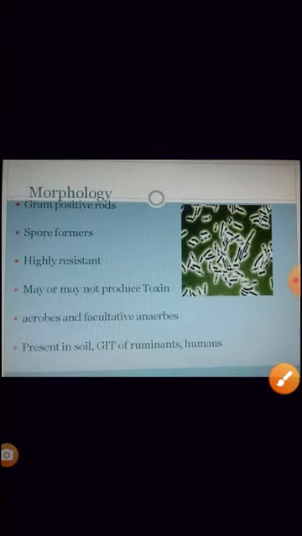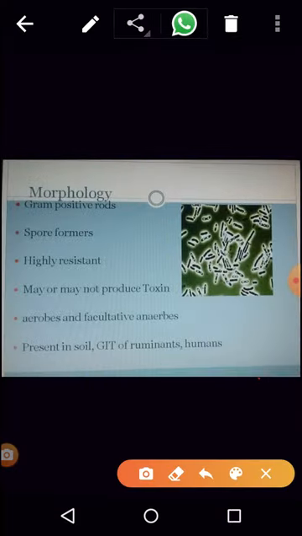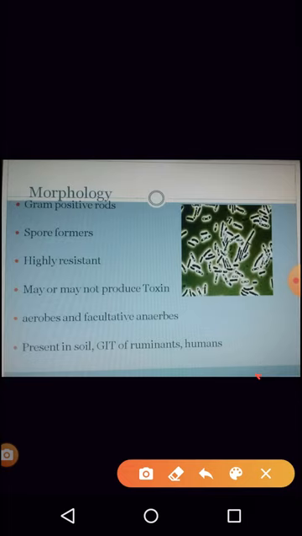If we have to study about the morphology and the characteristics of this organism, it is a gram-positive rod, and they are spore formers. They are highly spore formers, and hence they are highly resistant too. They can survive in the environment for many days together because they can produce spores. Though they can produce spores, they do not bulge out. They are not plumpy. They are thin, slender, sporulating rods.